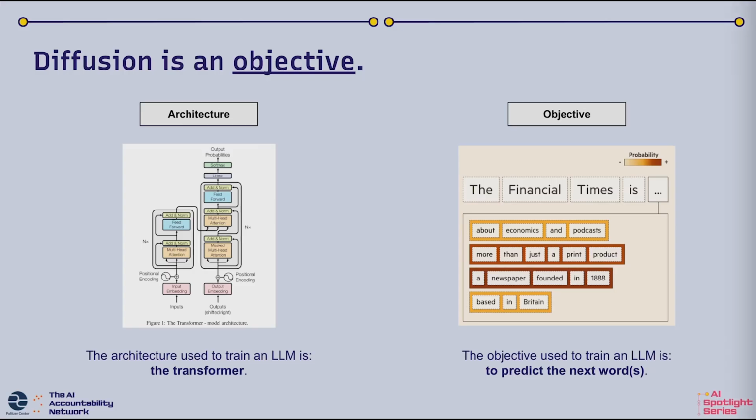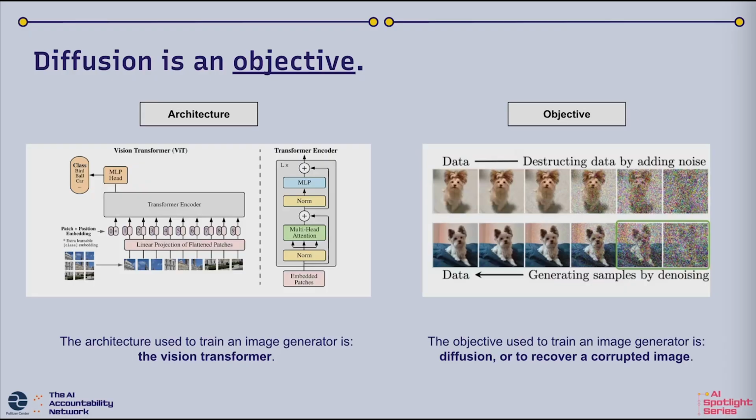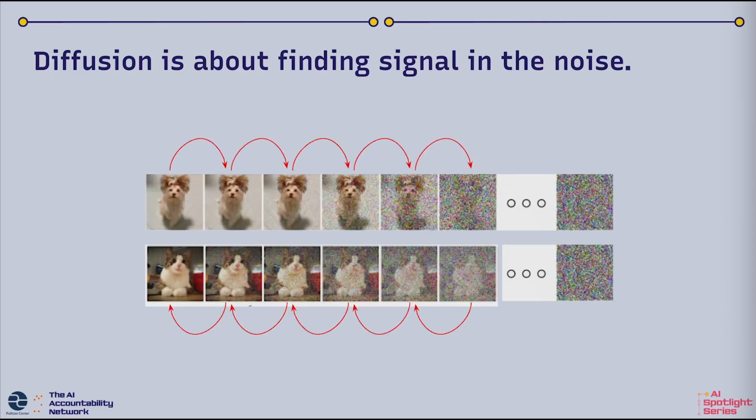With image generators, the architecture is still a transformer, but it's slightly modified to be better at analyzing images. So it's called a vision transformer. And AI developers were trying to figure out what to make the objective such that it was effectively the equivalent of next word prediction in large language models. And the objective they came up with is diffusion. So that is why image generators can use both transformers and diffusion. So now we get to what is diffusion.